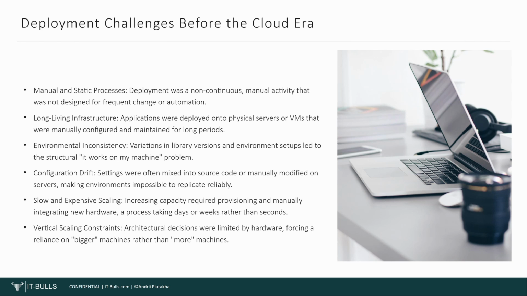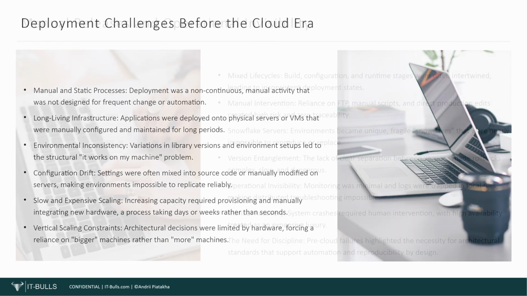Because infrastructure was relatively static, scaling was slow and expensive. If traffic increased, you could not simply replicate instances in seconds. You had to provision hardware, configure it manually, and integrate it into the existing system. This meant that many applications were designed with vertical scaling in mind, relying on bigger machines rather than more machines. Consequently, architecture decisions were constrained by hardware limitations.